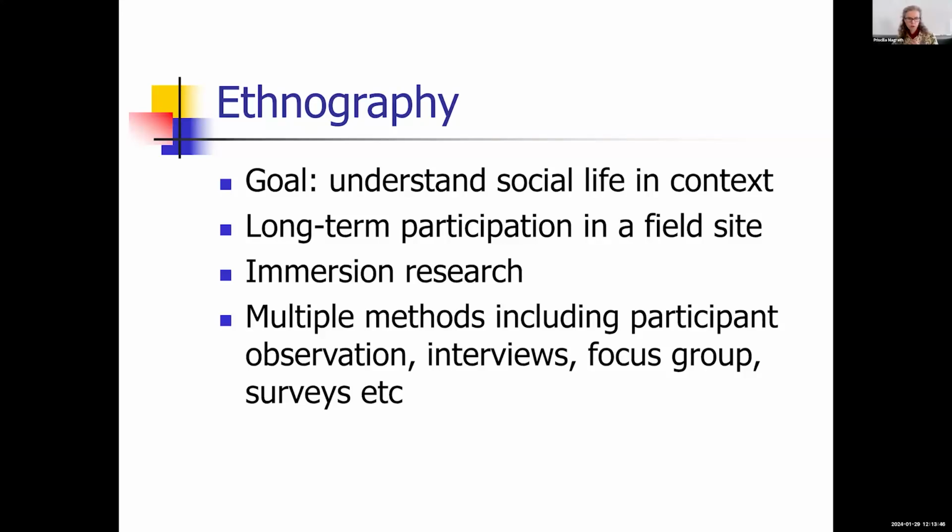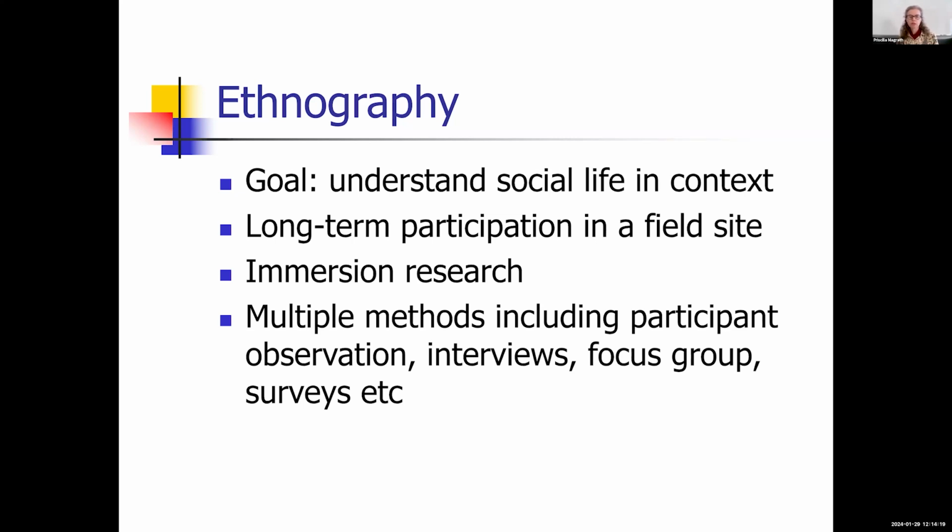So then ethnography is the key word. Ethnography is in-depth immersion research with the goal of understanding social life in context. And again, to do an ethnography, most people would agree, although the definition varies a little bit from one discipline to another, you have to be there in order to claim that you did an ethnography. You have to be there, observe, talk to people, whatever.